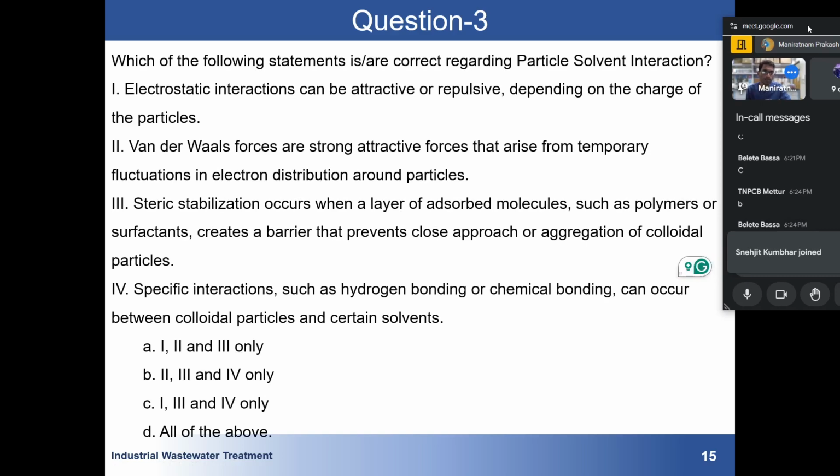So here you can see there are four statements, and you have to choose option A, B, C, D. These are some of the general questions. Even if you haven't gone through the lectures, you can answer it. Steric stabilization occurs when a layer of adsorbate, such as polymers or surfactants, creates a barrier that prevents close approach or aggregation of colloidal particles. A specific interaction such as hydrogen bonding or chemical bonding can occur between colloidal particles and certain solvents. Anyone with any answer? A, B, C, D.